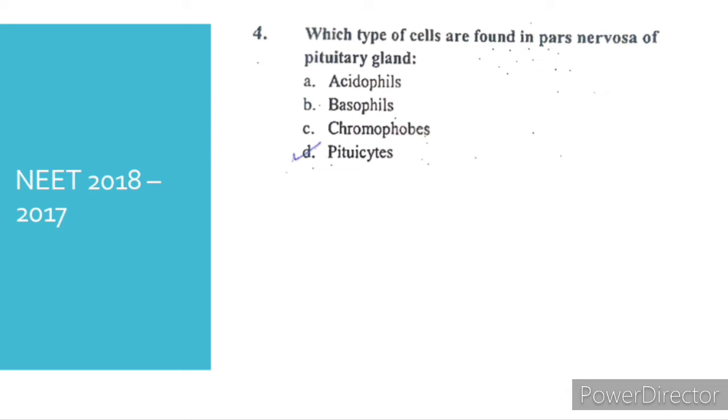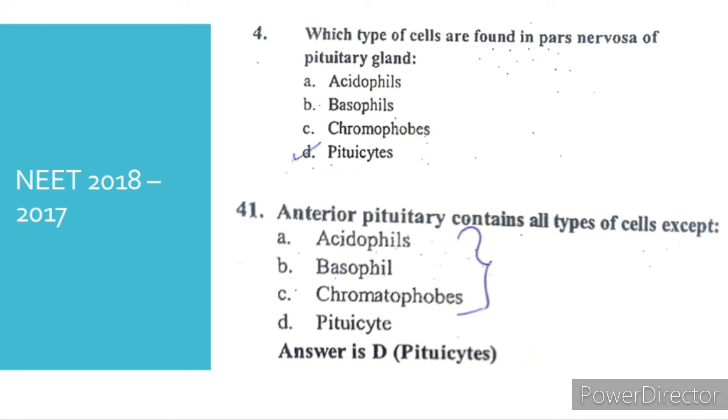So in NEET 2018 and 17, I found 2 questions from this particular topic of the histology and the cells of the pituitary. First was, which type of cells are found in pars nervosa, which is the posterior lobe of the pituitary? Those cells are pituicytes. And a similar question was, anterior pituitary contains all types of cells except. So guys, you should know that acidophils, basophils and chromophobes, as we have seen in the previous slide, are present in the anterior pituitary, and pituicytes are present in the posterior lobe of the pituitary.